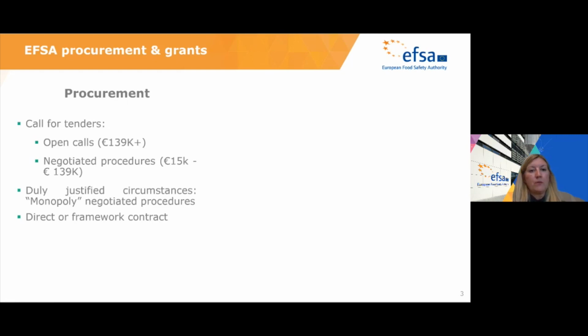Now, when we launch a procurement procedure, we will receive offers, hopefully. We will evaluate those offers, and the evaluation committee will be responsible for awarding the contract resulting from that procurement procedure. Now, from every procurement procedure that we have, there will result a contract, and those can be one of two types: a direct contract or a framework contract.